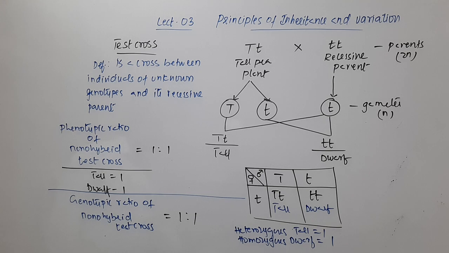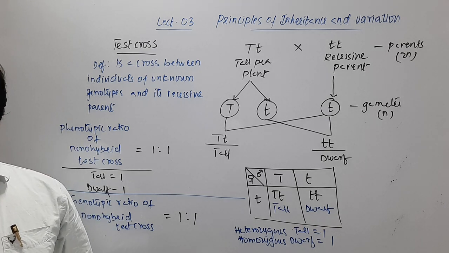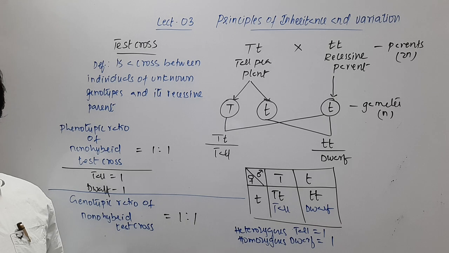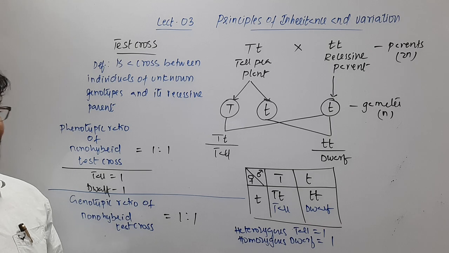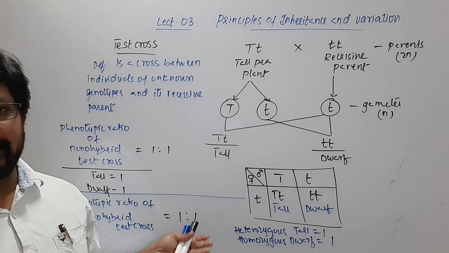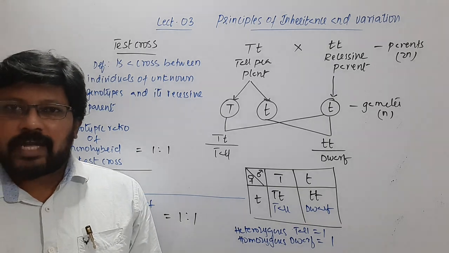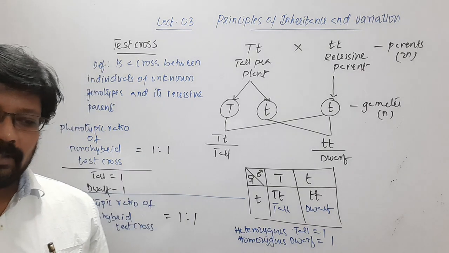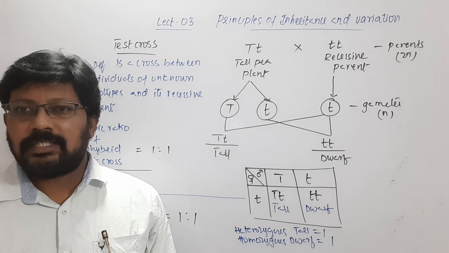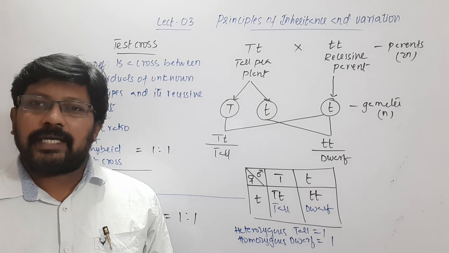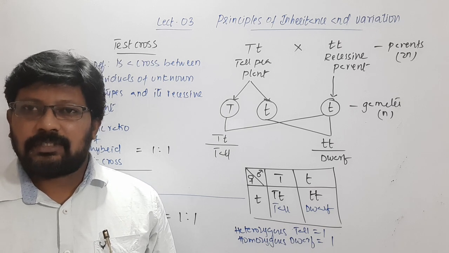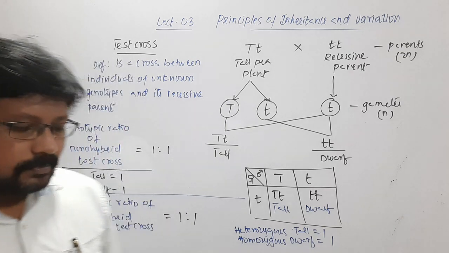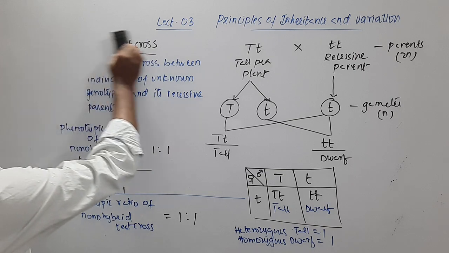So Mendel performed the test cross to know whether the individuals in the F2 generation were homozygous or heterozygous, and he came to know that they are heterozygous. And the dwarf character did not express in the F1 generation. It was hiding in the F1 generation, but got expressed in the F2 generation after self-crossing the F1 generation. Right, so this is about the test cross.